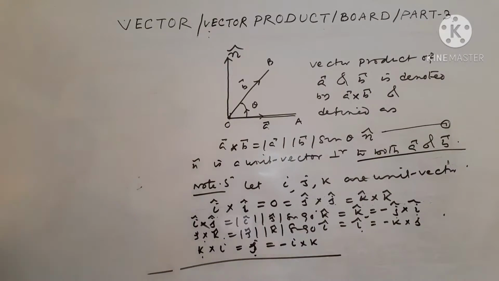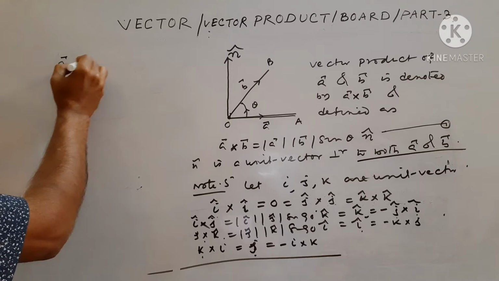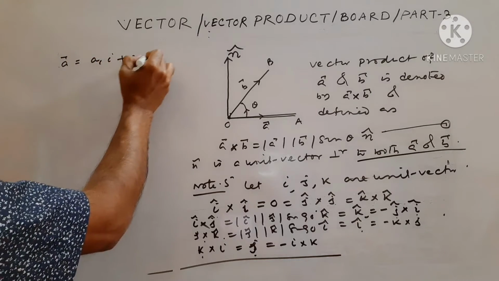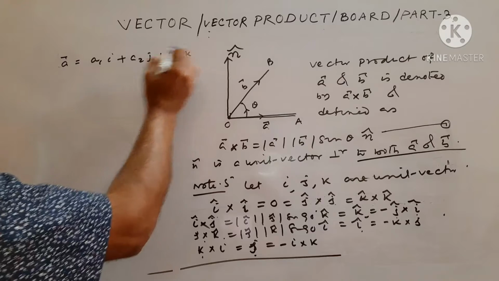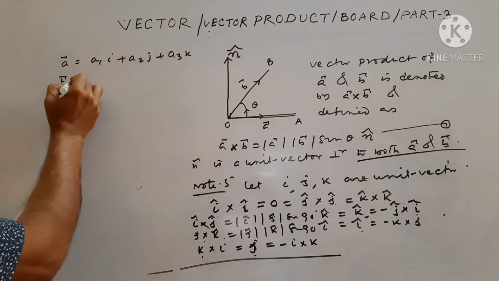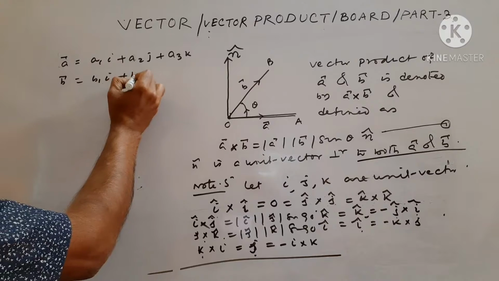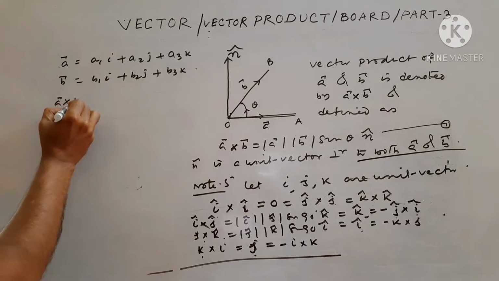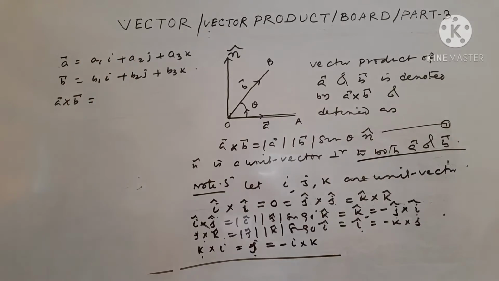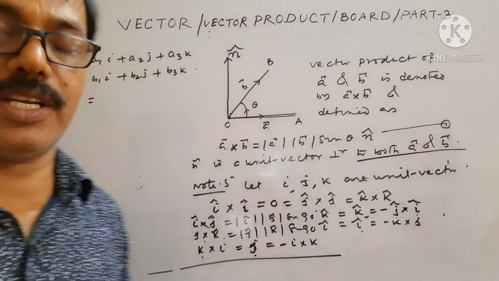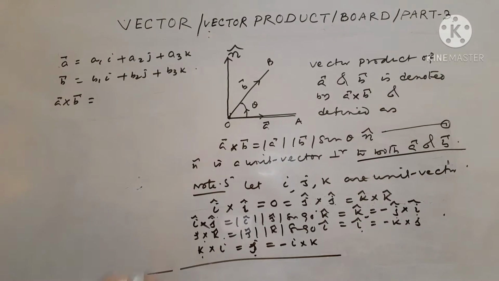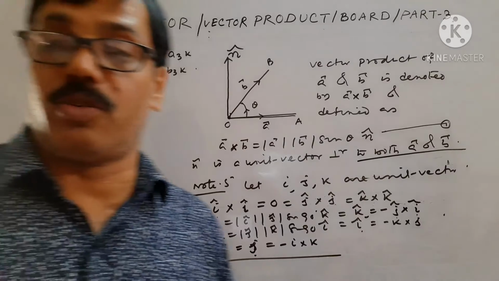Now look, let A equal A1i + A2j + A3k, and B equal B1i + B2j + B3k. So if we take A cross B, then we are getting 9 products. Out of 9, 3 are 0 and 6 are non-zero. Now here cross product is not commutative.